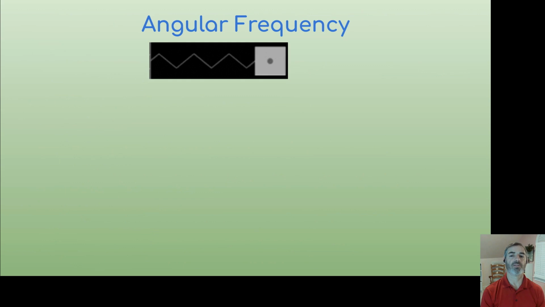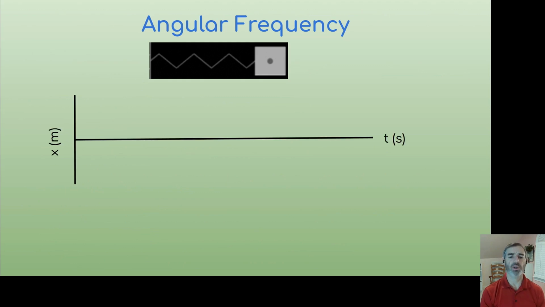So let's talk a little bit further about what angular frequency is and how it affects an oscillator. We're going to look at our position time graph that we created in the previous video as we send this oscillator back and forth and sketch it. Each of these graphs is drawn based on where the spring started. In this case, it starts at maximum stretch, which is what we're going to do for most cases.